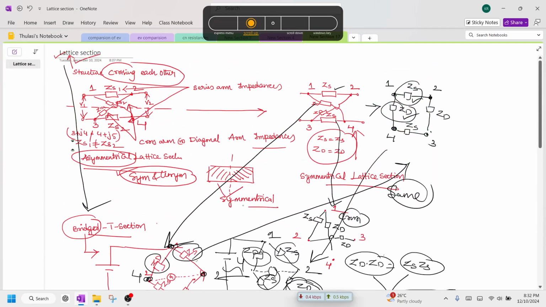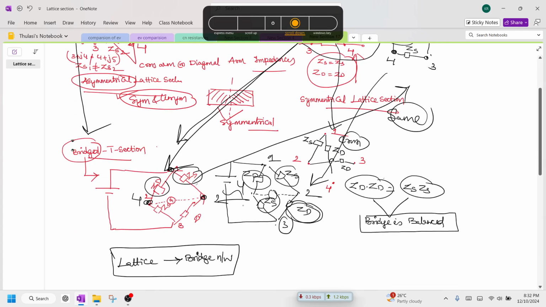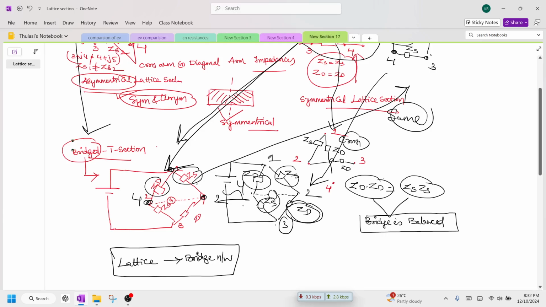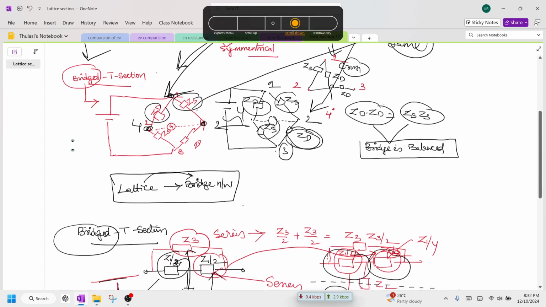We analyzed what is meant by a lattice. Lattice is nothing but which has cross arms. These cross arms we call a lattice. This lattice in modified form we call a bridge. And we have identified what are the things we have, and it is balanced. The product of opposite branches should be the same. Therefore, the ultimate target is lattice, also called bridge network.